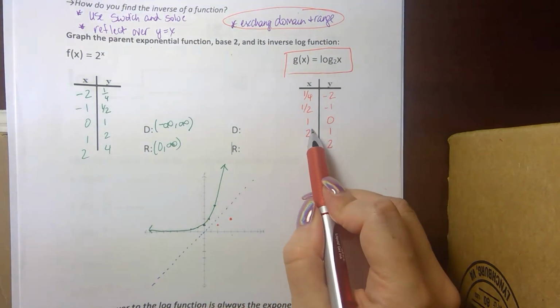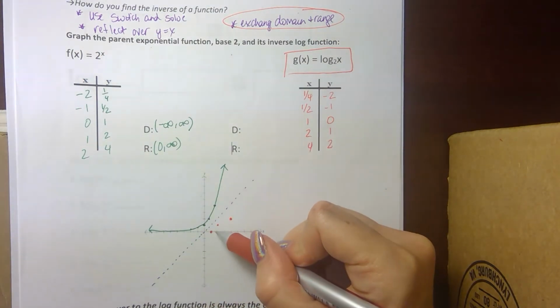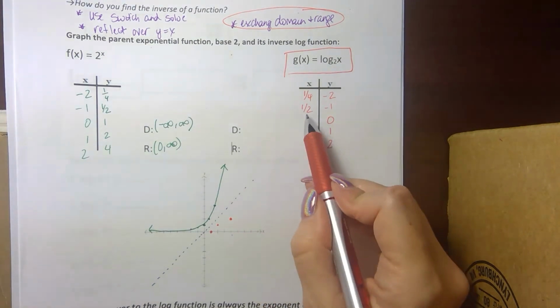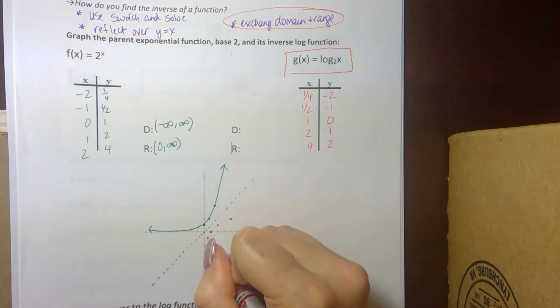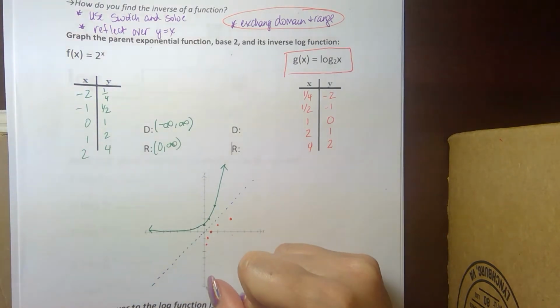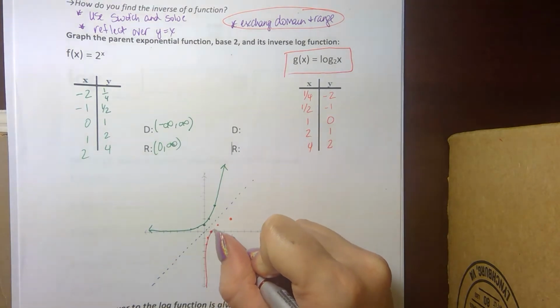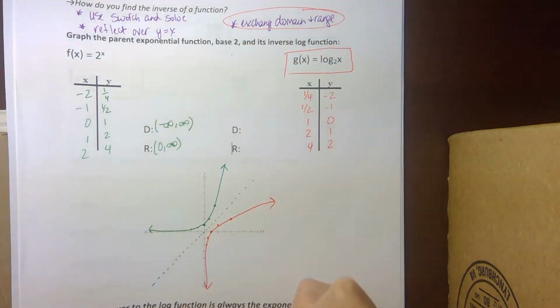Where x is 1, y is 0, right here. That's the reflection. What was the y-intercept is now the x-intercept. Where x is 1/2, I'm at -1. 1/4 is at -2. And I found that I'm approaching no longer a horizontal asymptote. I'm approaching a vertical asymptote. This function reflects across that line y equals x, and I have corresponding points.